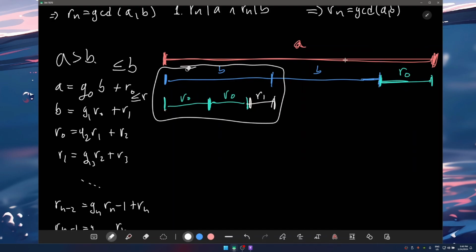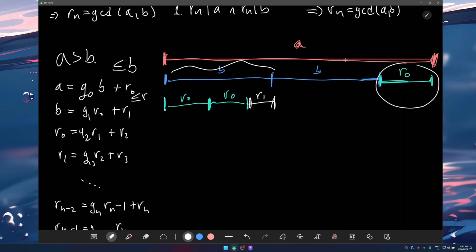We know the GCD should fit in B, and we just proved that it should fit in R0, so it fits in here. It fits in R0, which fits in this part, so it fits in this whole thing. So if it fits in these two places, then it also should fit in R1. In a sense, our GCD can be R1, or it can be smaller than R1. So right here, what we did is make it smaller than R0, and here we made it smaller than R1, and we check again.